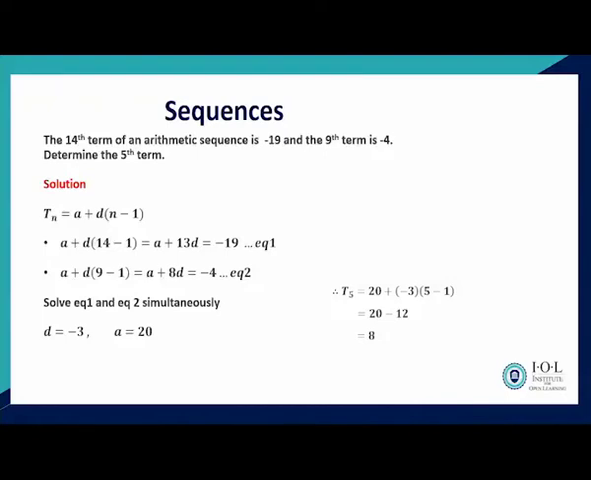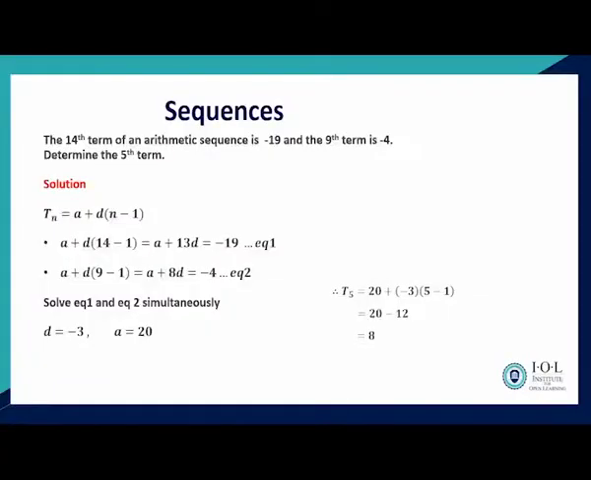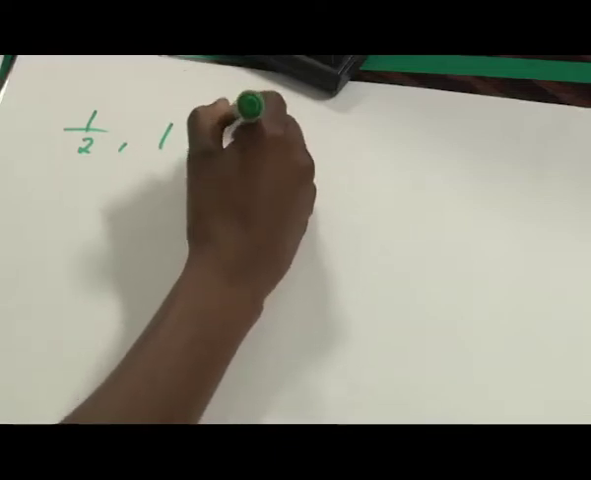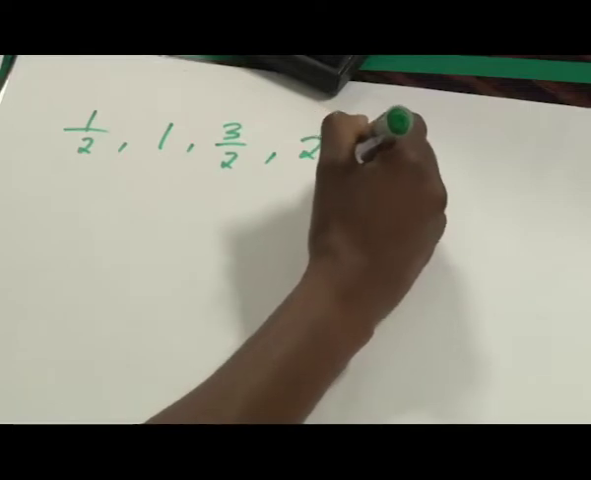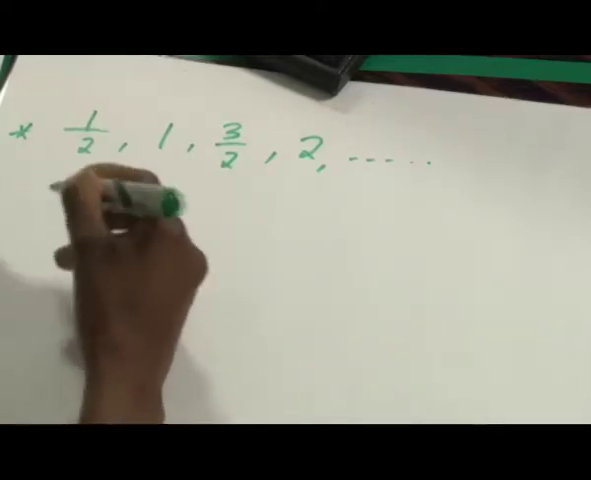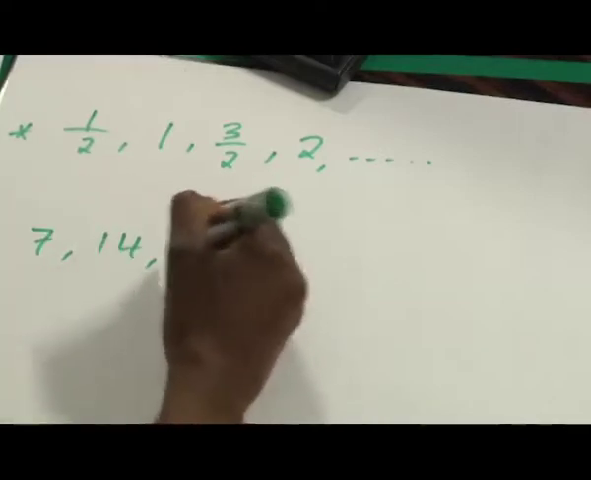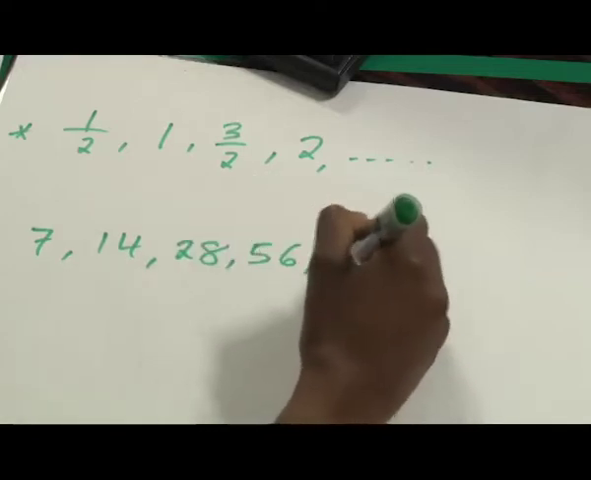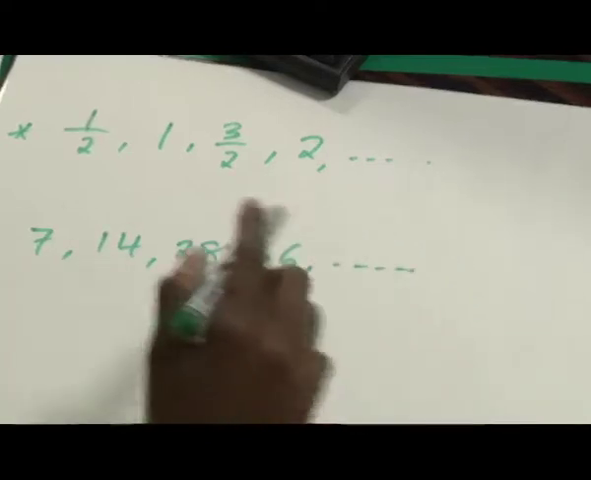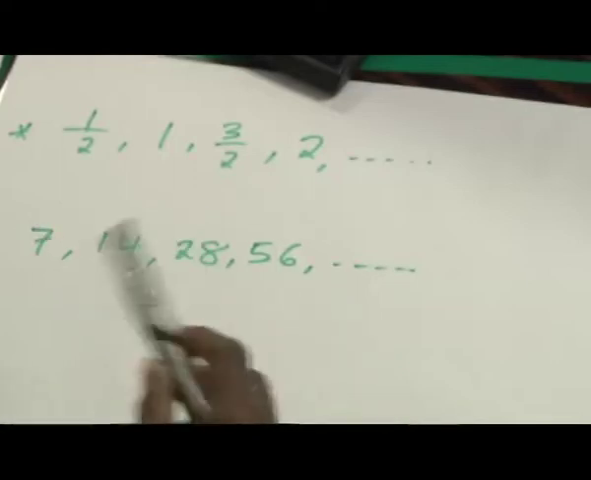Sequences, we have two main sequences, that is the arithmetic progression, AP, and the GP, geometric progression. Students, you should be able to differentiate between these two, or when you are given a sequence, you must be able to tell, is this an AP or is this a GP? We'll have an example here. Let's say we have a sequence, 1/2, 1, 3/2, 2, and then we have another sequence here, let's say 7, 14, 28, 56.